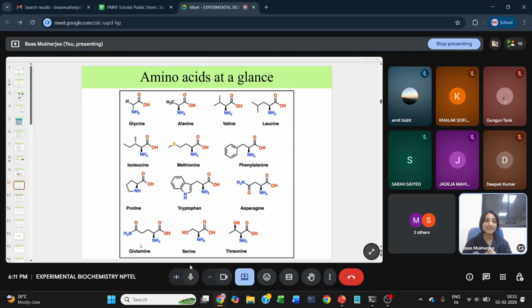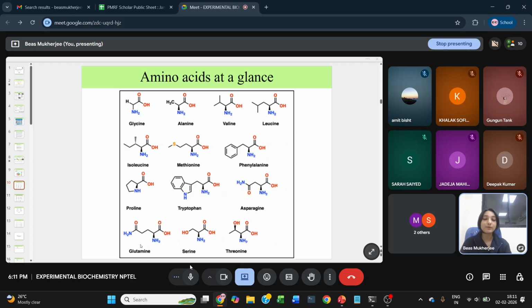Also, once again, it's important that you memorize the structure of every amino acid. It will seem difficult at first, but it is very simple. All you need to do is just remember, and using logic, you will be able to get the structures. Even if you don't know the full structure, the side chain you must know, because that is very important.